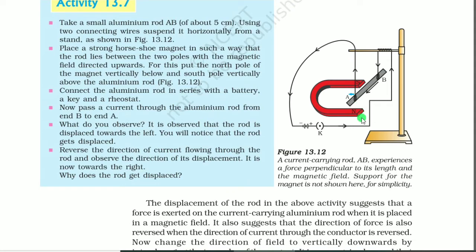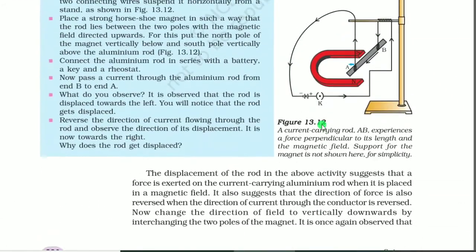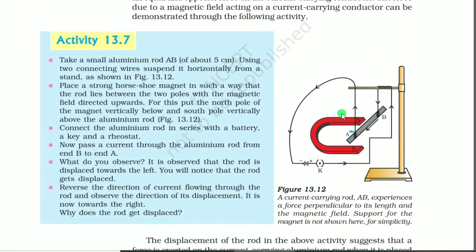So you have to align your left hand, and which finger you have to align in this direction? That is field. Field will be indicated by the forefinger, that is the index finger. Okay. Then the remaining fingers. Now again in this situation you cannot change the direction of the forefinger, that is the index finger. You cannot change.